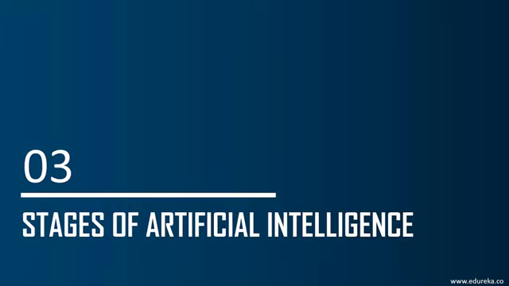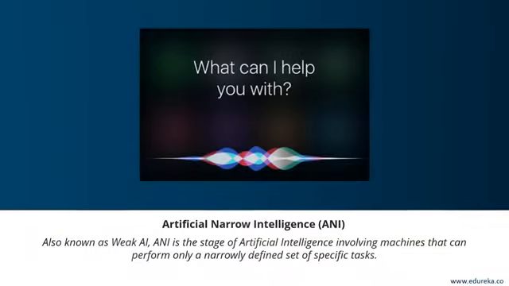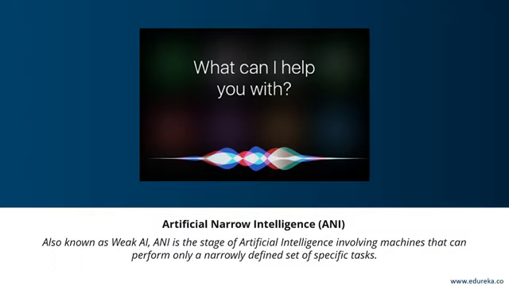The types of AI are completely different from the stages of AI. So, under the stages of artificial intelligence, we have artificial narrow intelligence, artificial general intelligence, and artificial super intelligence. So, what is artificial narrow intelligence? Artificial narrow intelligence, also known as weak AI, is a stage of artificial intelligence that involves machines that can perform only a narrowly defined set of specific tasks.